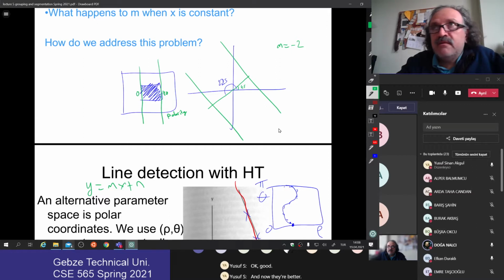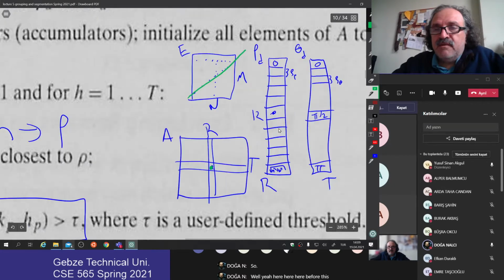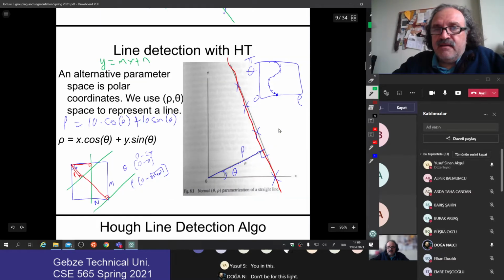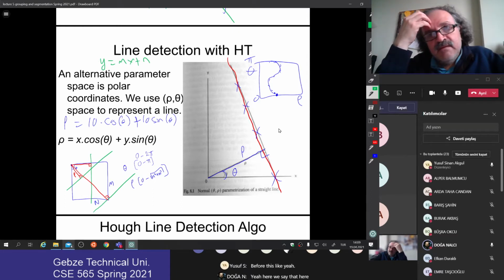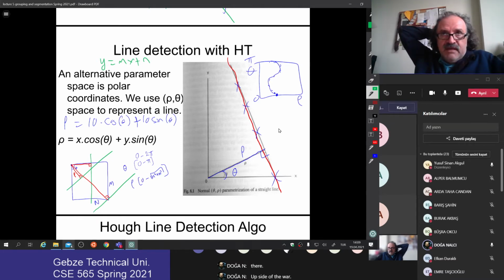I have a question. I'm sorry. Can you go back to the slide before this one, where you draw the E image? Here, the corner of the image, we have a green line and we have a rho. We say that theta is on the upside of the rho.